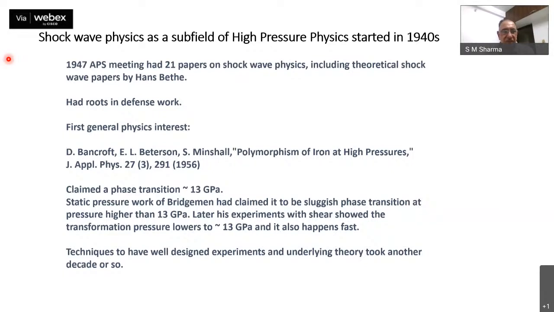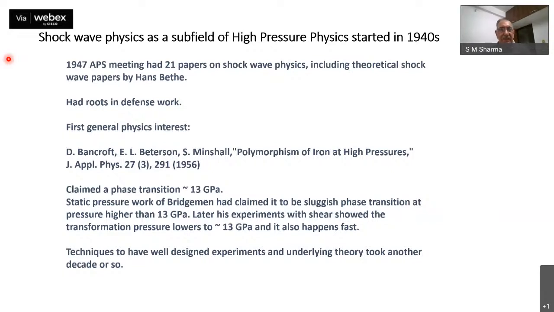In fact, the first general physics interest in the subject was raised by a publication in Journal of Applied Physics in 1956 by Bancroft and Peterson, who studied phase transformations in iron under shock compression. And they claimed that iron underwent a phase transition with a large volume change at 13 GPa. It immediately ran into controversy because the static pressure work of Bridgman had claimed that the phase transformation somewhere in tens of GPa is a very sluggish phase transition and doesn't happen at 13 GPa, it happens at higher pressures.